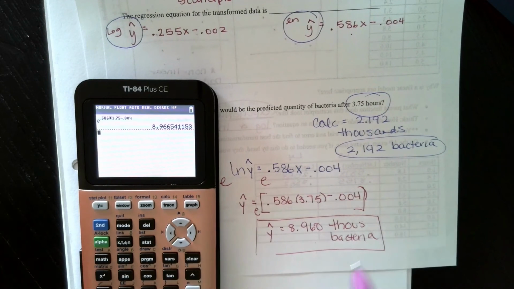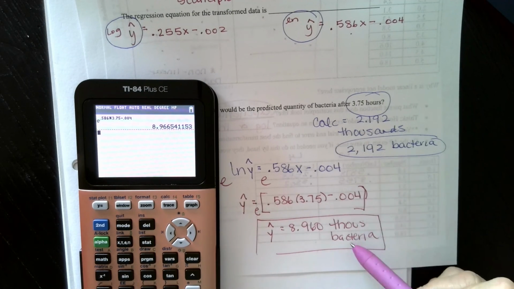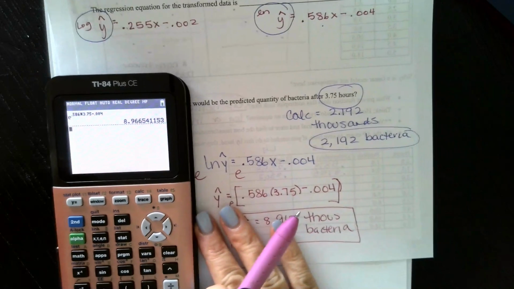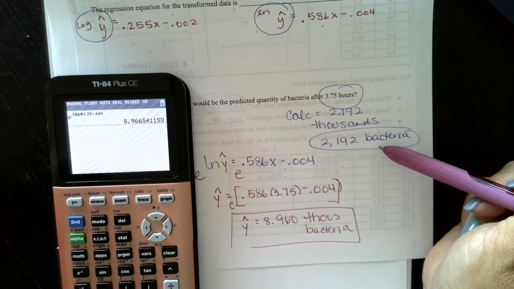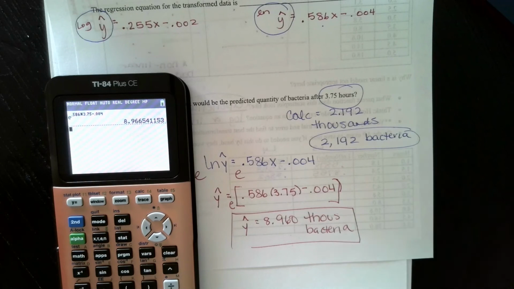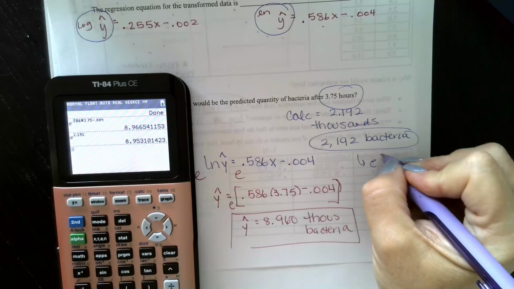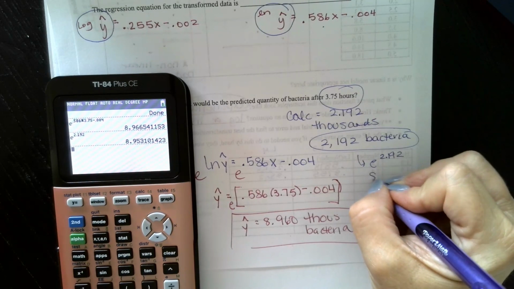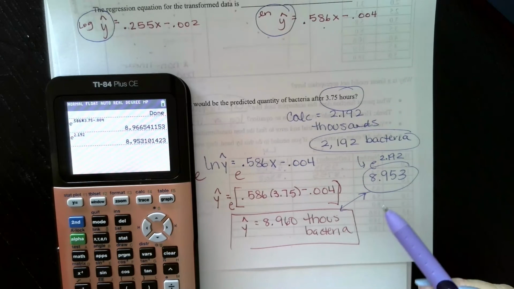Okay, now let's talk about this. So this number and this number are not the same. So why are these two numbers different? And the reason for this is because when I calculated this on my line, this value that I have is before I've taken the ln. So I'm going to go back and I'm going to say e to the 2.192, and this value, e to the 2.192, gives me 8.953. So if I do a comparison of these two numbers, they're super close, right?